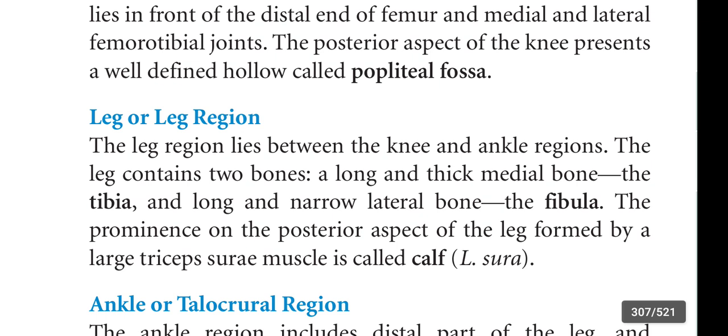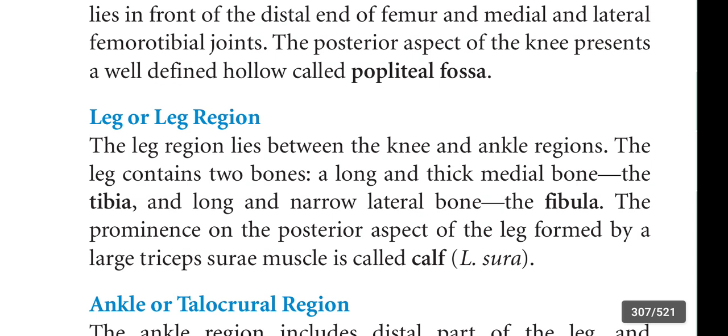Leg or leg region. The leg region lies between the knee and ankle regions. The leg contains two bones, a long and thick medial bone, the tibia, and a long and narrow lateral bone, fibula. The prominence of the posterior aspect of leg is formed by a large triceps surae muscle called calf.